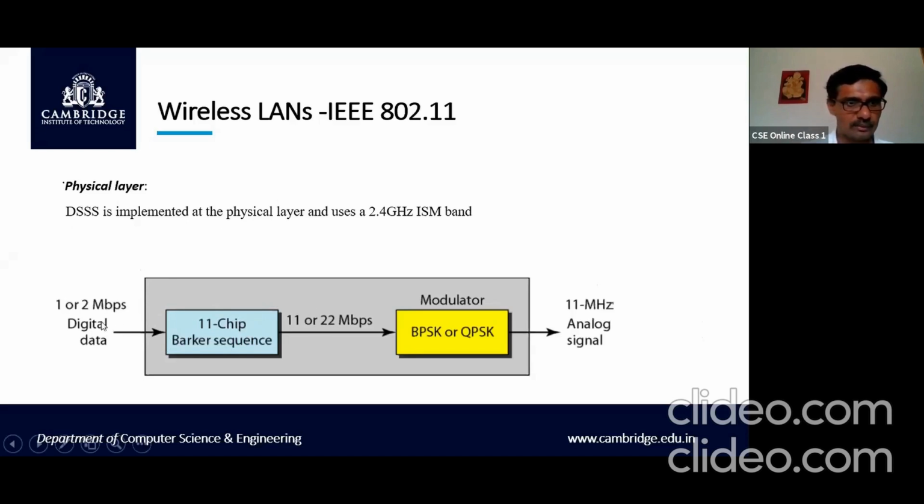Either 1 or 2 Mbps data rate. Accordingly, the output of this will be 11 or 22 Mbps. And the modulation we use is either BPSK or QPSK, binary phase shift keying or quadrature phase shift keying modulator is used. Okay, 11 megahertz analog signal is the output of this. This is the implementation of the physical layer.